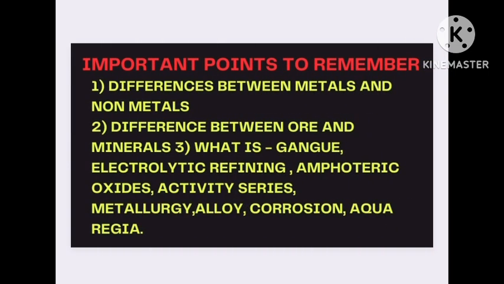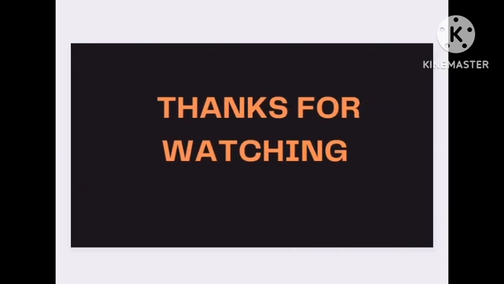Next topic we are going to discuss is the important points to remember before finishing this chapter. First is the differences between metals and non-metals. Second, differences between ores and minerals. Third one is some terms which you need to learn. What is gangue, electrolytic refining, amphoteric oxides, activity series, metallurgy, alloy, corrosion, and an important term is aqua regia. I hope you all have understood this chapter thoroughly and you are now ready for your exams.